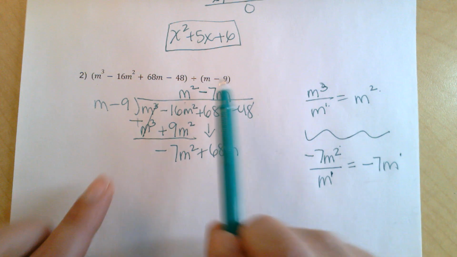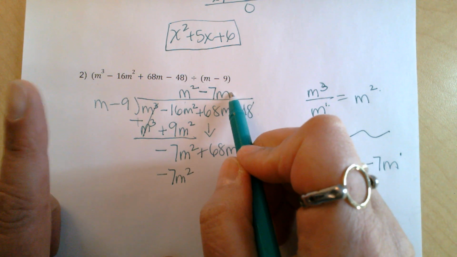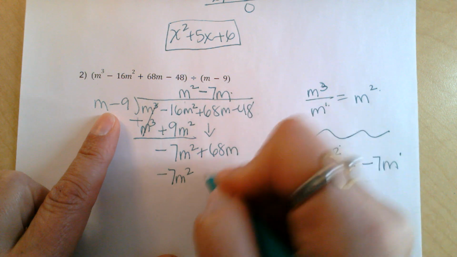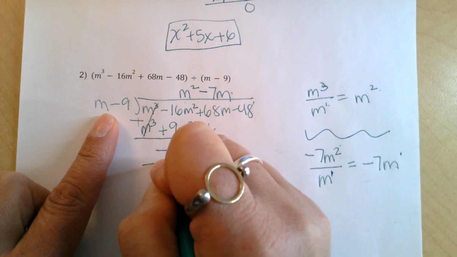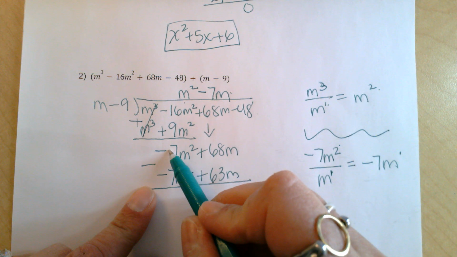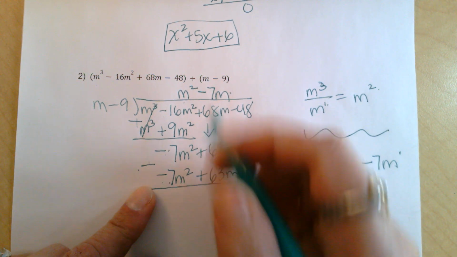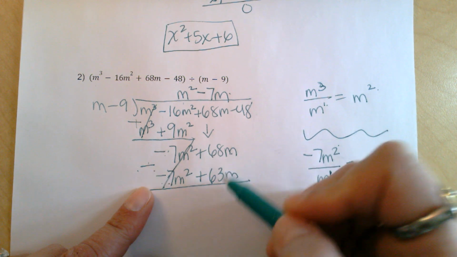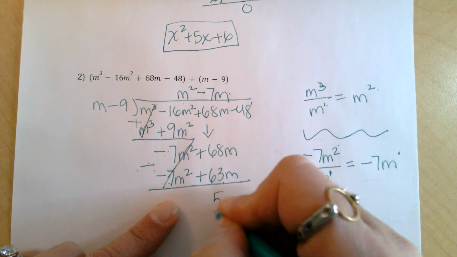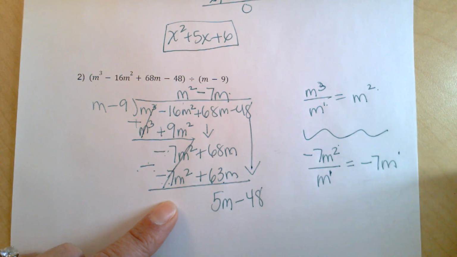So now let's multiply. Negative 7m times m is negative 7m squared. Negative 7m times negative 9 is positive 63m. We are subtracting. So see, this is negative 7 minus a negative, so these do become positive, so these do cross out. 68m minus 63m is going to give us 5m. Bring down the minus 48.